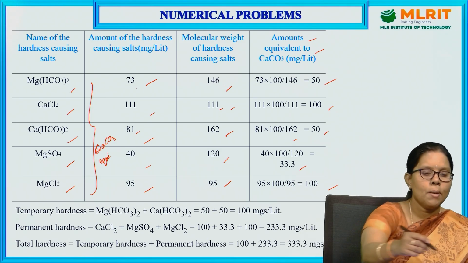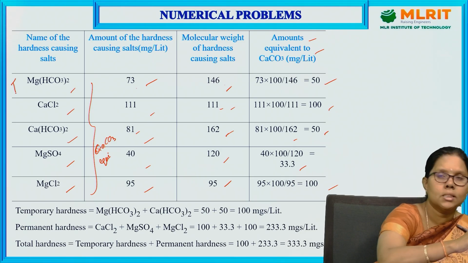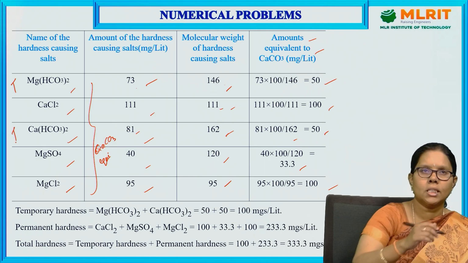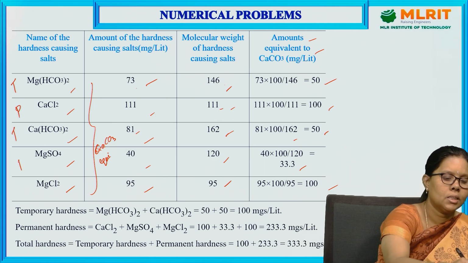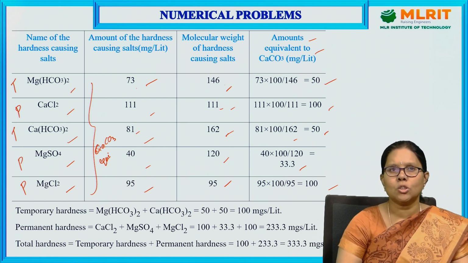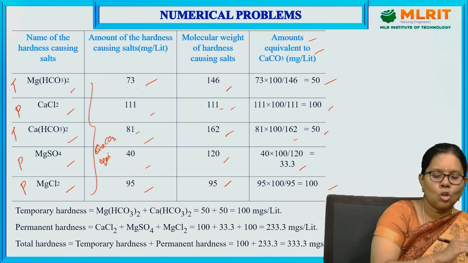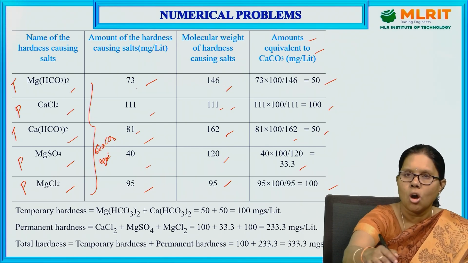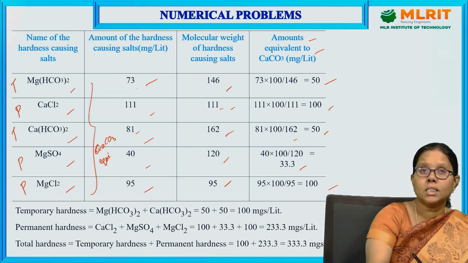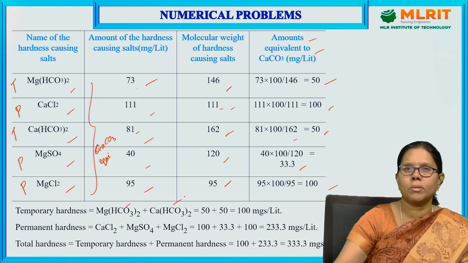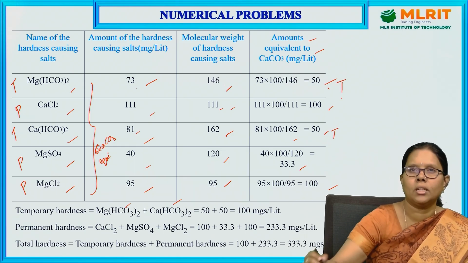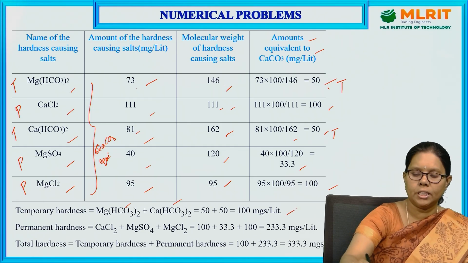Among all these, the temporary hardness causing salts are magnesium bicarbonate and calcium bicarbonate, and the others are the permanent hardness causing salts. Total hardness in terms of CaCO3 is all these salts together. Temporary hardness is because of magnesium bicarbonate and calcium bicarbonate. We got the values 50 and 50, so 50 plus 50 is 100 milligrams per liter.